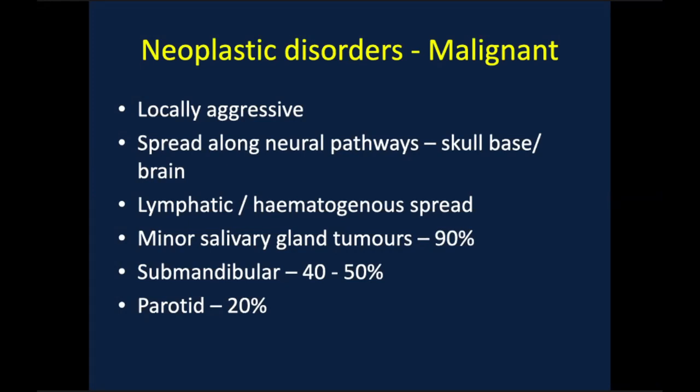Okay. So therefore, because they are situated in the angle of the mandible, that area, near the skull base, they can easily spread into the skull base, brain, etc. Okay. So this factor I told you before, 90% of tumors in the minor glands are malignant, and most of the tumors in the major salivary glands are benign.